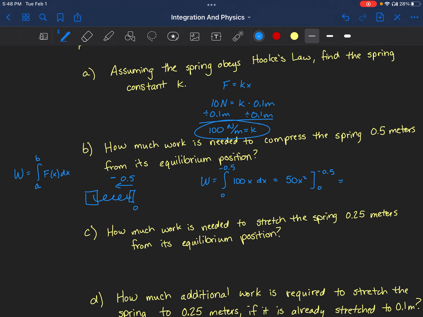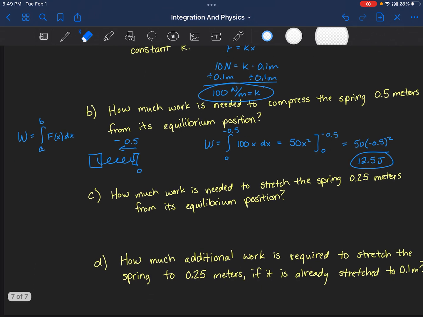If I plug in 0, I just get 0, so I really need to do 50 times negative 0.5 squared. Lucky for us, that squared is going to make it come out positive. That's going to be 1/4 times 50. So the final answer here will be 12.5 joules. Again, you could also write this as Newton meters or Newtons times meters, but joules is definitely the more accepted unit for work.